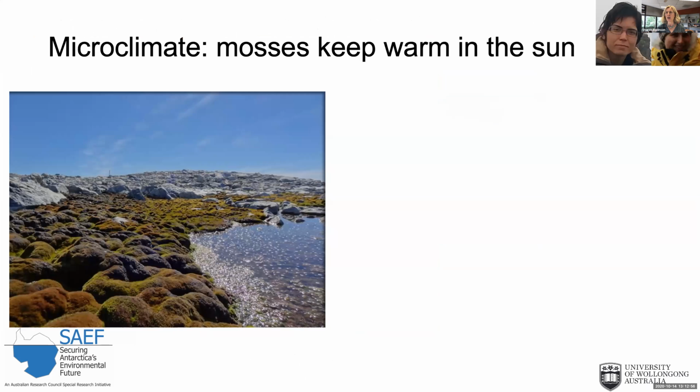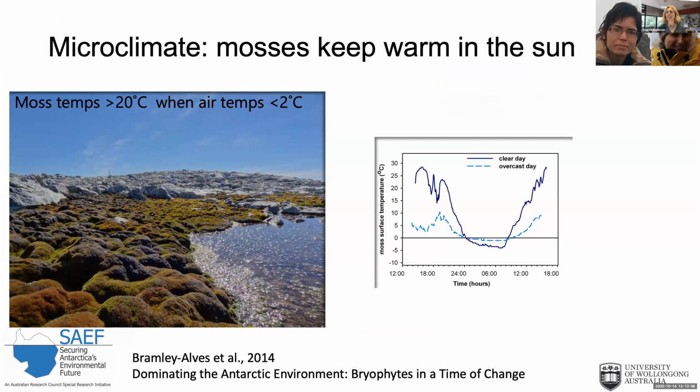And are they really cold climate plants? We know that Antarctica is a frozen desert, so presumably they're really good at surviving in cold conditions. And you'll notice that the colour of the moss is actually quite dark, and this enables them to absorb solar radiation and warm up in the sun. So when we go out and measure them, we have moss temperatures that are 20 degrees when the temperatures are about 1 or 2 degrees, which is the normal sort of temperature for the summer.